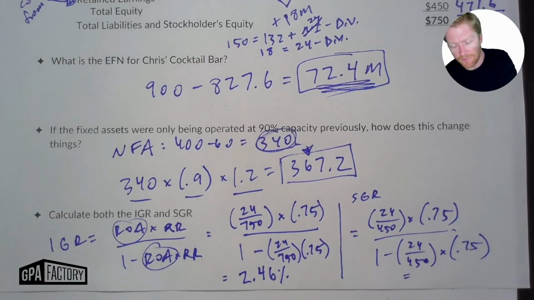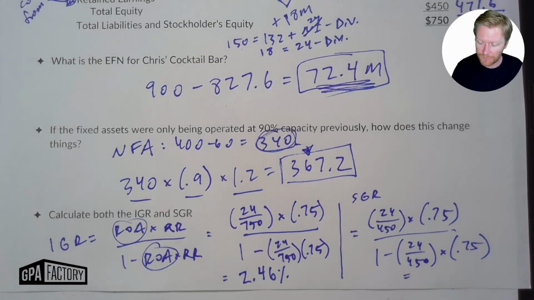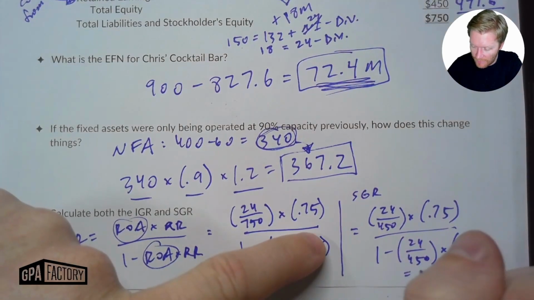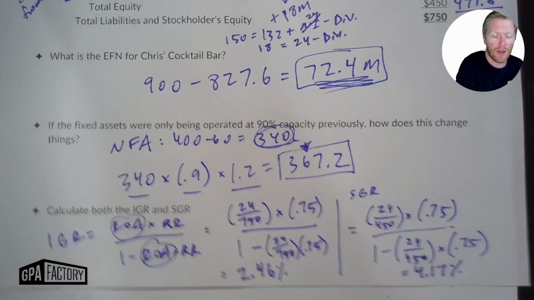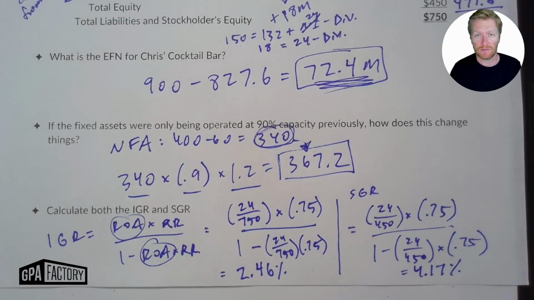And that is going to be our sustainable growth rate. So 24 divided by 450 was 5.333 times 0.75. We get 4% divided by 1 minus 4%, and we get 4.17%. So this is the amount of growth that we could sustain from both retained earnings and long-term debt, by avoiding having to issue new shares of stock.